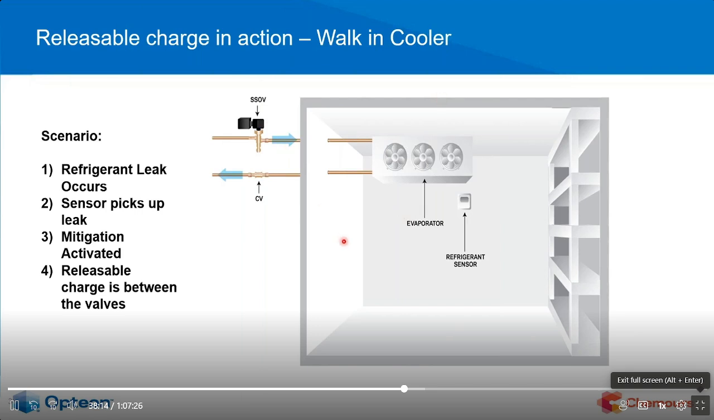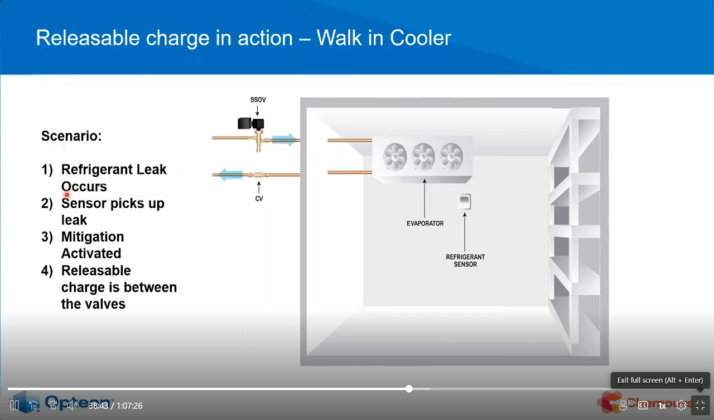This is a great image here to walk through what it means as far as releasable charge. Okay. So you can see our charge is going in this walk-in cooler. And we're leaving here with this check valve in place. So this is your isolation valves, if you will. We have a refrigerant sensor. We have the evaporator coils like you see in any walk-in cooler that we've been in before, all right? This just happens to be a 3-fan operation. So the scenario is this.